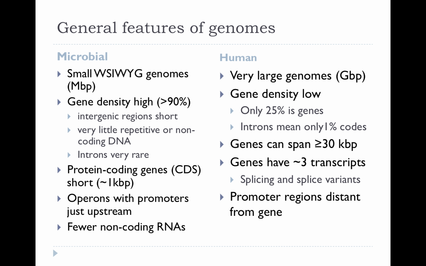So it used to be thought there were no introns in bacteria, but about 30 years ago it was discovered that you can get introns, particularly in ribosomal genes, but they are extremely rare. Whereas in our human genomes, we've got very large genomes, very low gene density, and only about 25% of the genome is actually in genes, but in those genes, large parts of the sequence are taken up by introns.